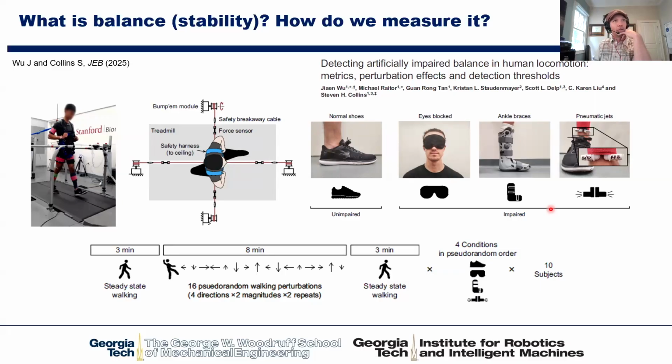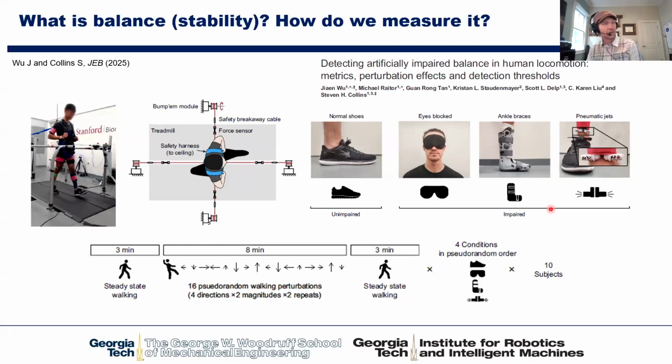But in this study, what the researchers tried to do, this is from Steve Collins' lab at Stanford, was really just do a nice formal and rigorous assessment in a causal way for whether or not the common measures that we think about in the biomechanics community for balance are valid.